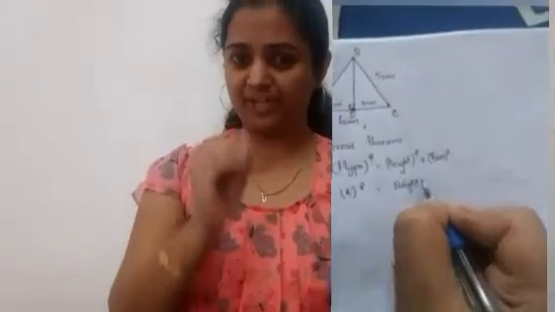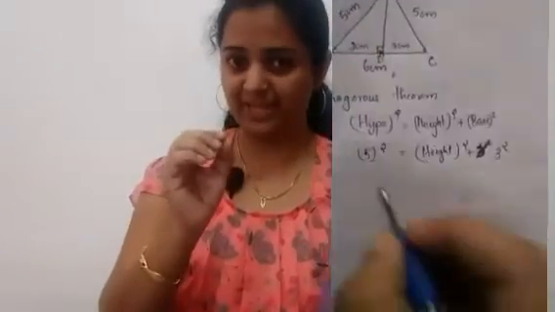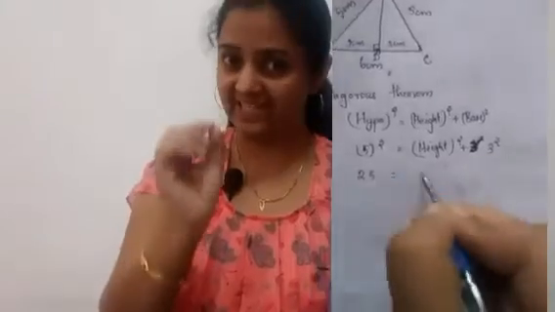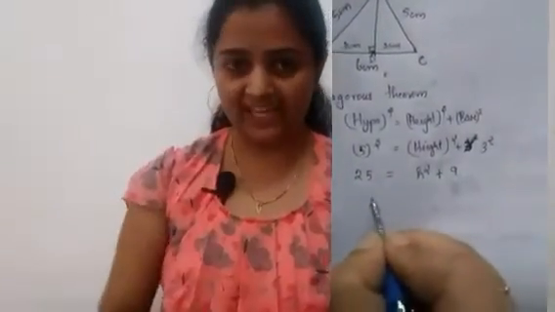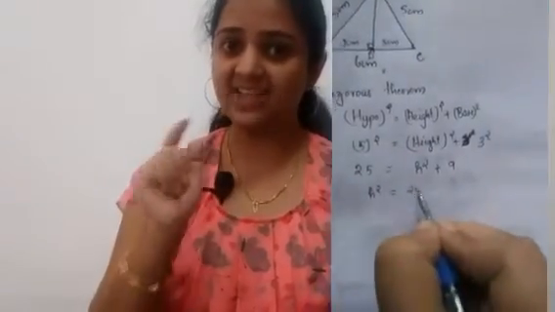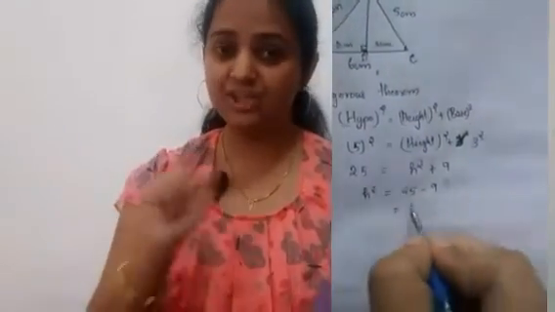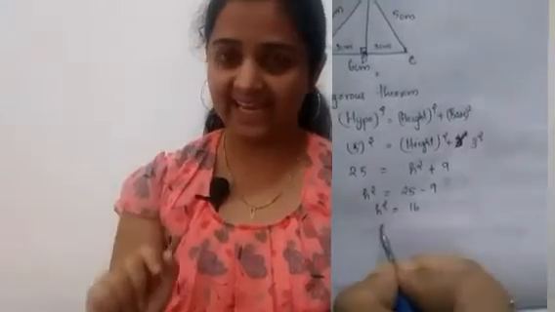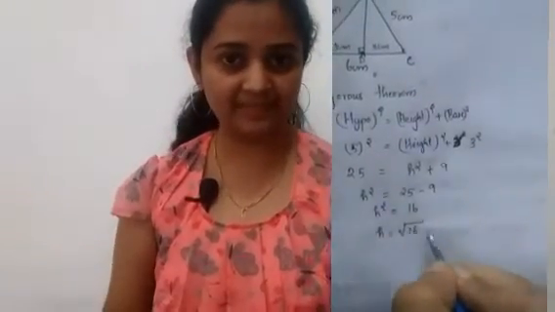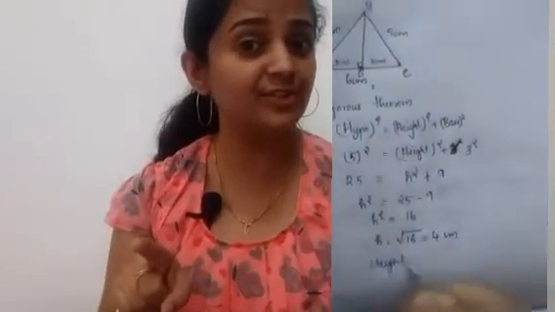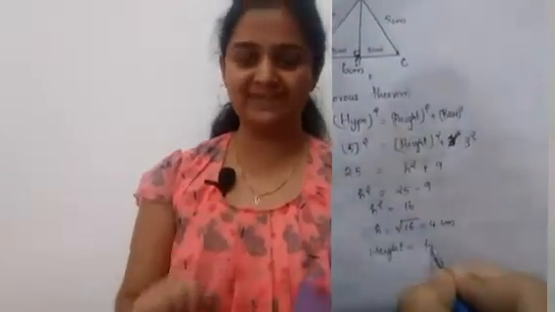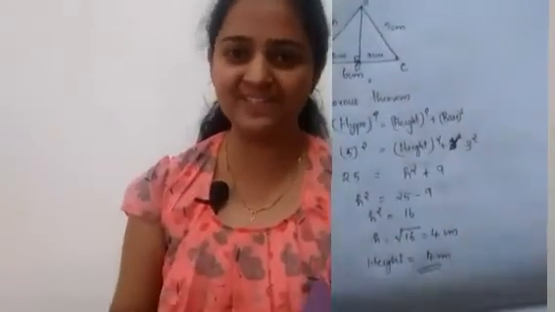Okay, here the hypotenuse is 5, so 5 square is equal to base square, 3 square, plus height square. By simplifying, you will get height square is equal to 25 minus 9, that is 16. That is, height square is equal to 16. So height is equal to 4 centimeter. So you obtain height as 4 centimeter.